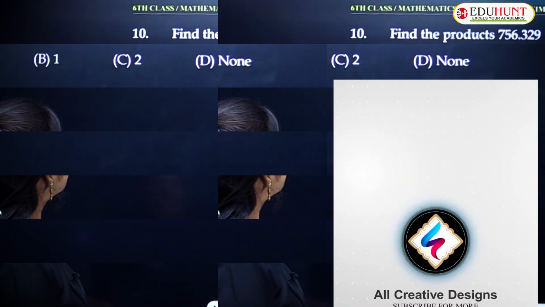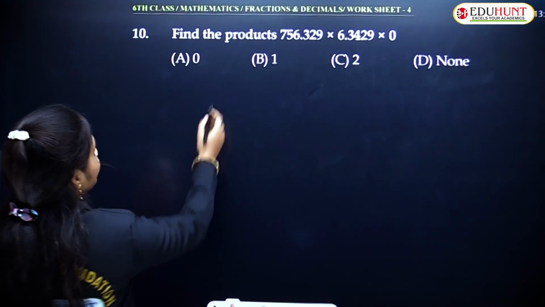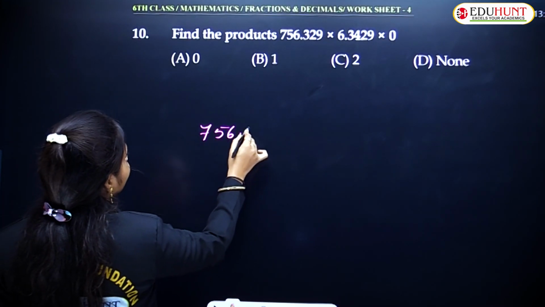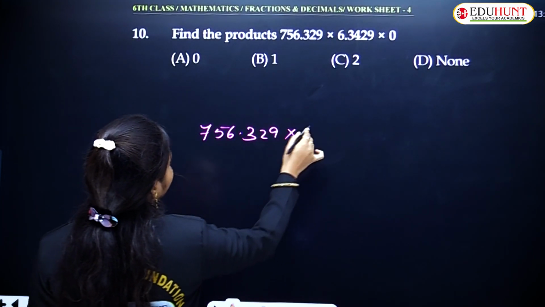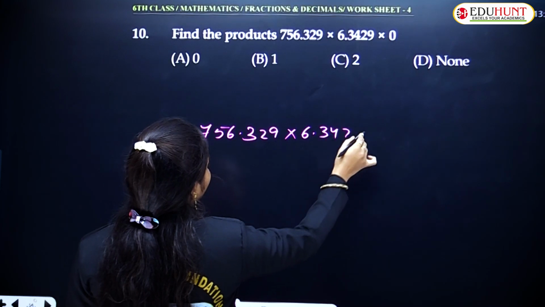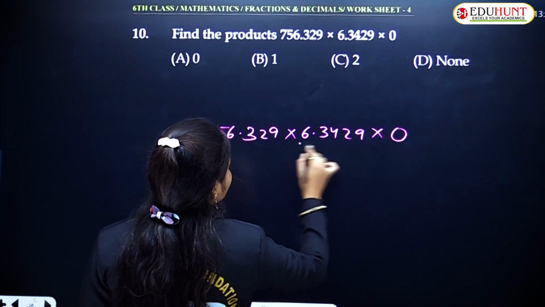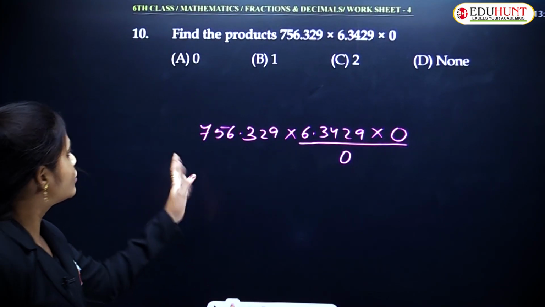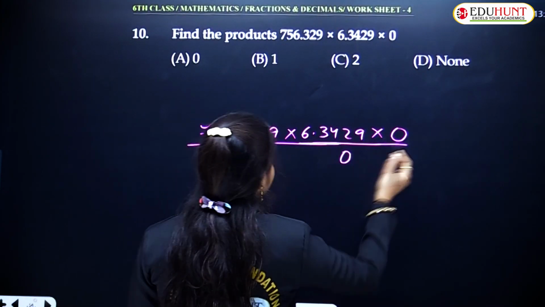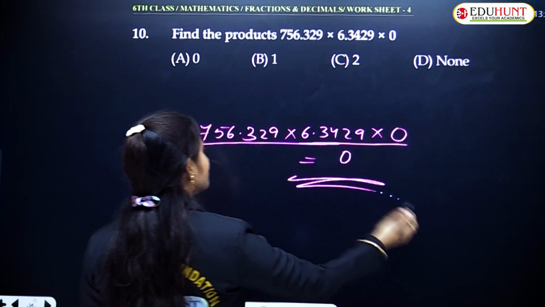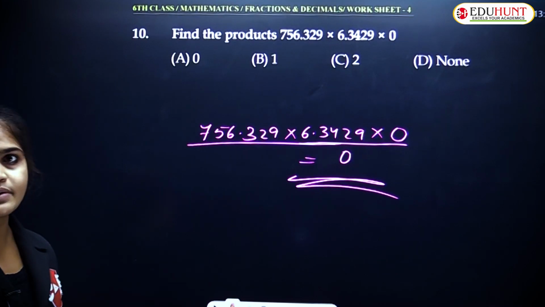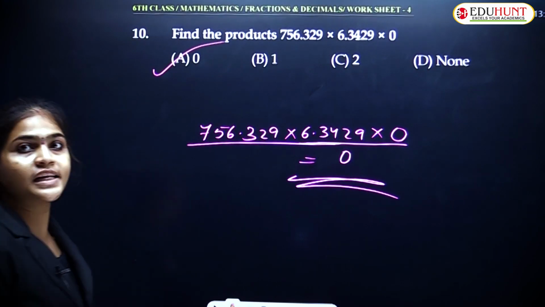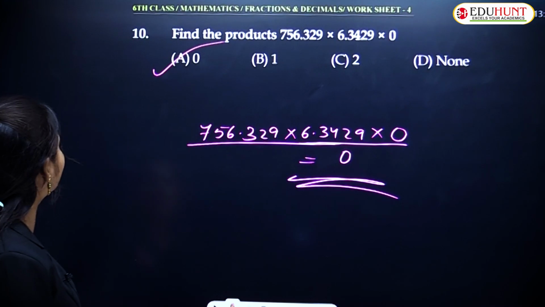Yes. Next, 10th one. Find the products. Here the product of any number, 329 into 6.3429 into 0. So the product of these two numbers is again 0 only, no? Okay, so the product of any number with 0 is always equal to 0. Which option is correct? Option A is correct, that is 0.